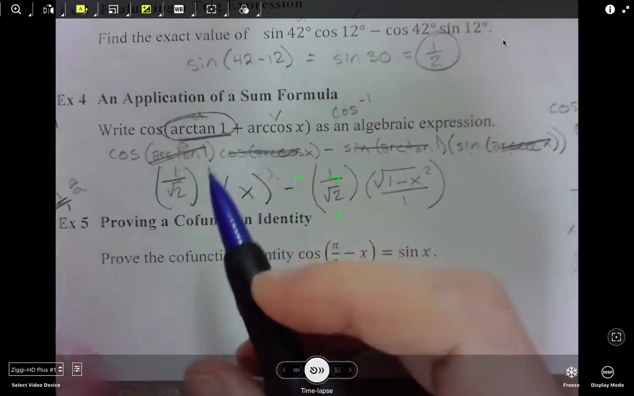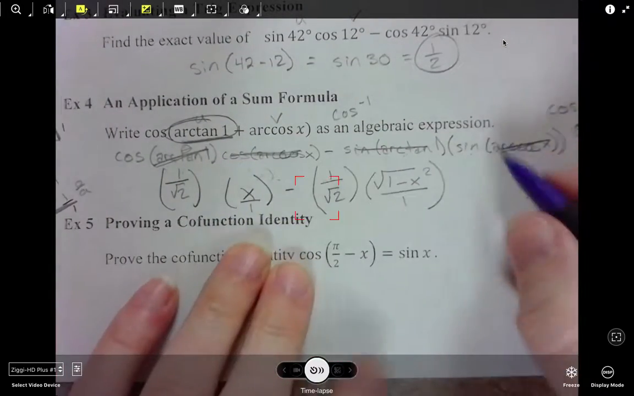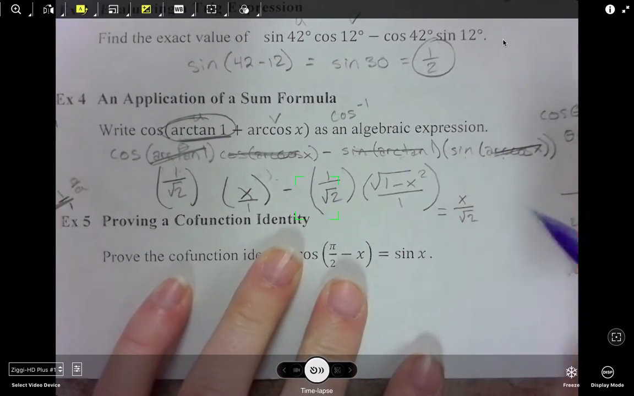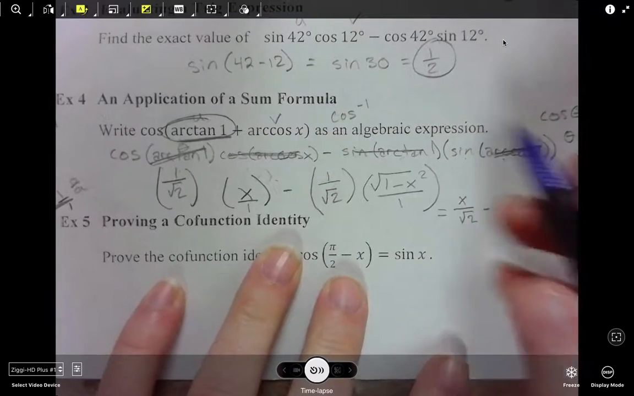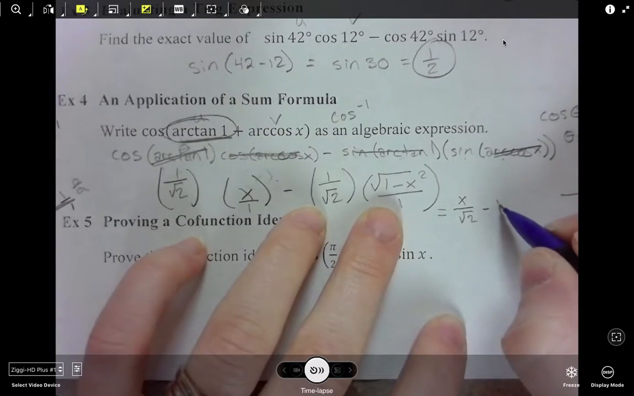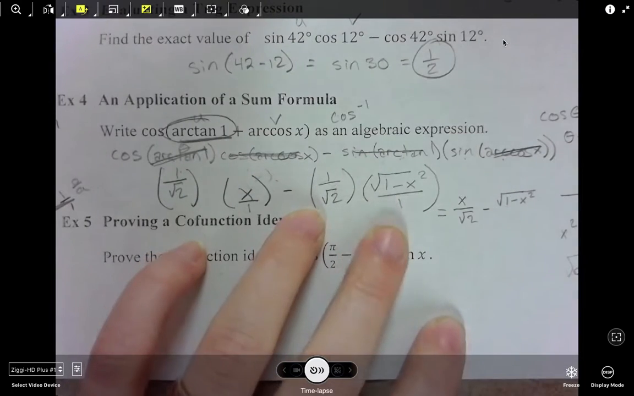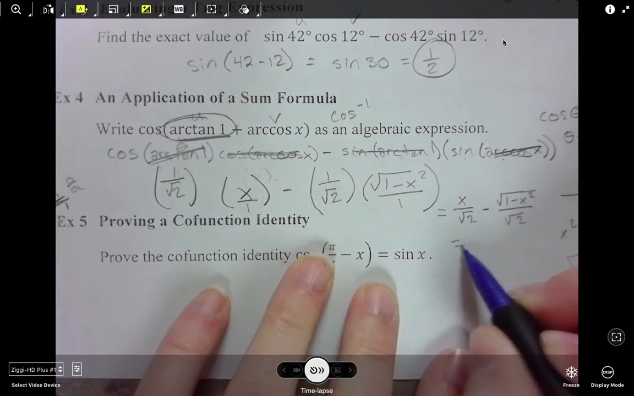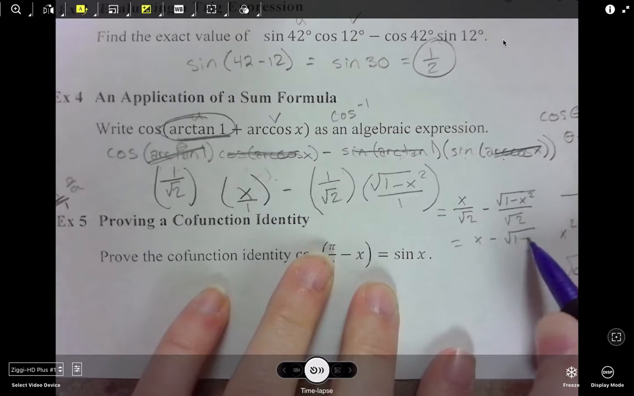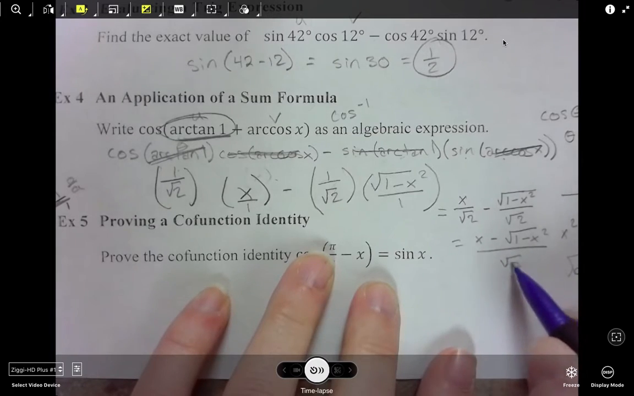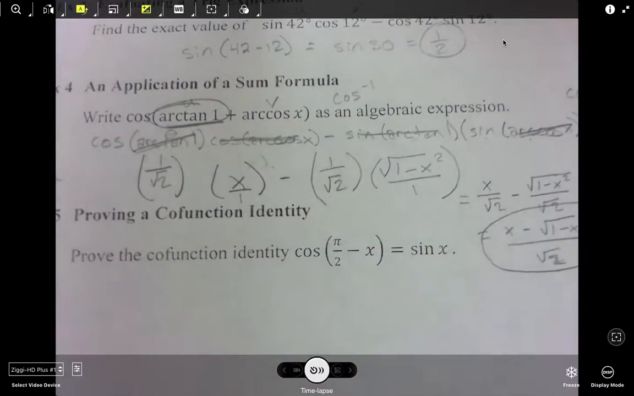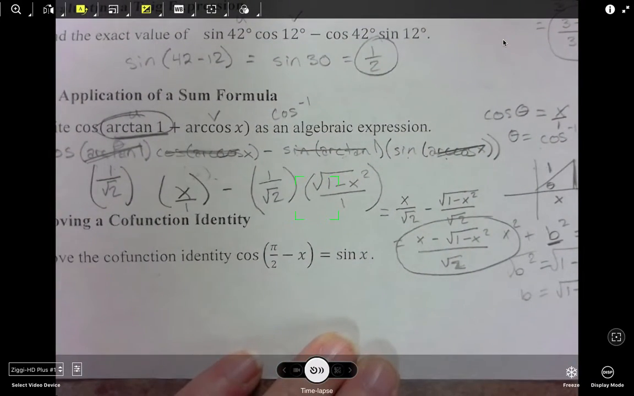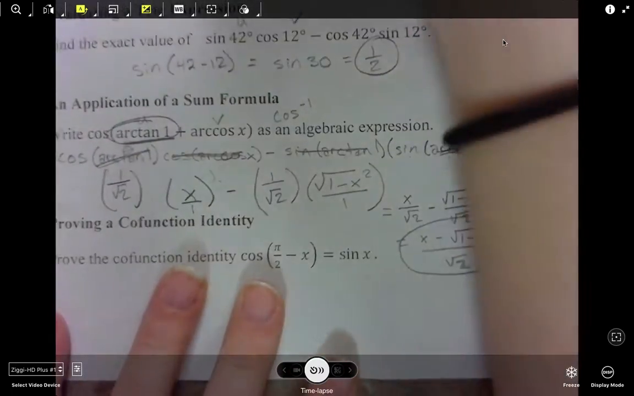And now I'm going to simplify this stuff. So 1 over the square root of 2 times x over 1 is x over the square root of 2. And then I have minus 1 times the square root of 1 minus x squared, which is just the square root of 1 minus x squared, all over the square root of 2. If I write that together, that is x minus the square root of 1 minus x squared, all over the square root of 2. And that, my friends, is the exact value, which is really ugly, but that's all that we can do. All right, next one.